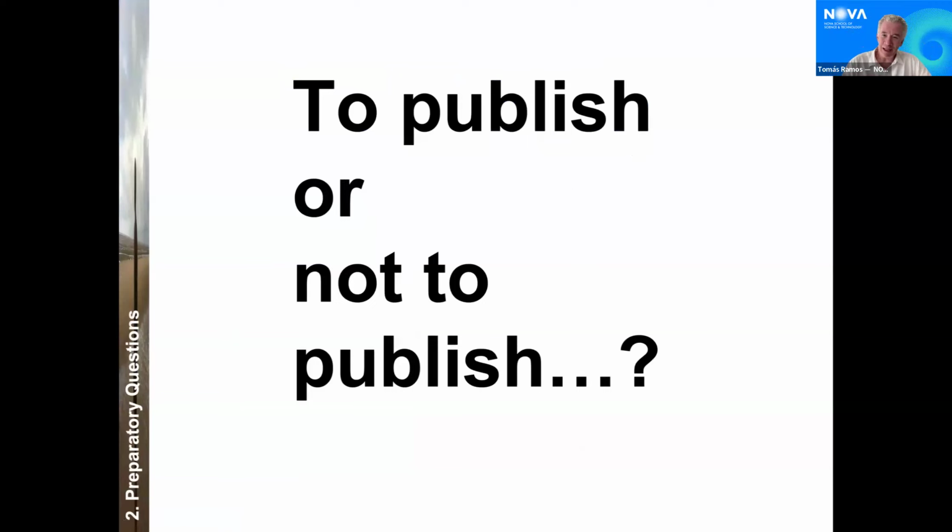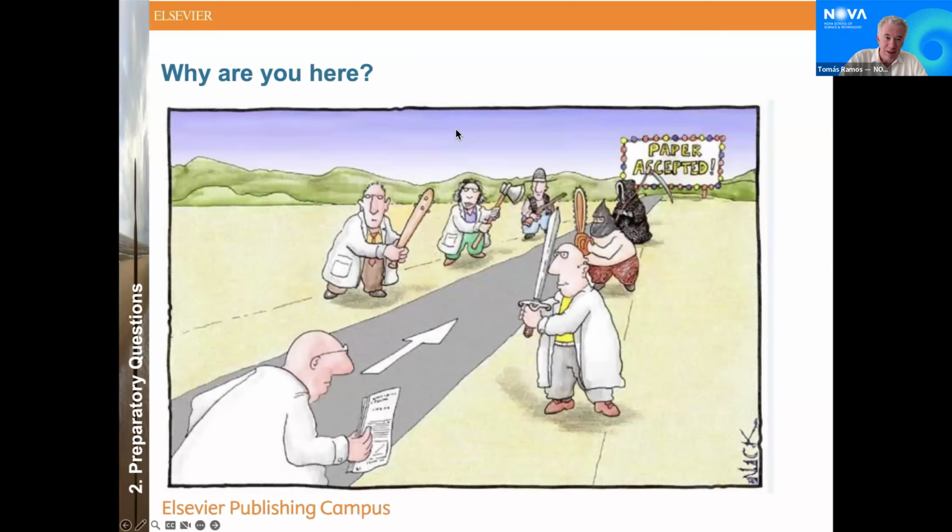So let me start with the first question: to publish or not to publish? That's the first thing that we should be able to answer. And why do we want to publish? We want to publish simply because we need to achieve something. And in fact, when we start thinking about why we should publish, we are this guy here, and these people are waiting. They are reviewers, editors. Well, we should be able to deal with these people to have the paper accepted.